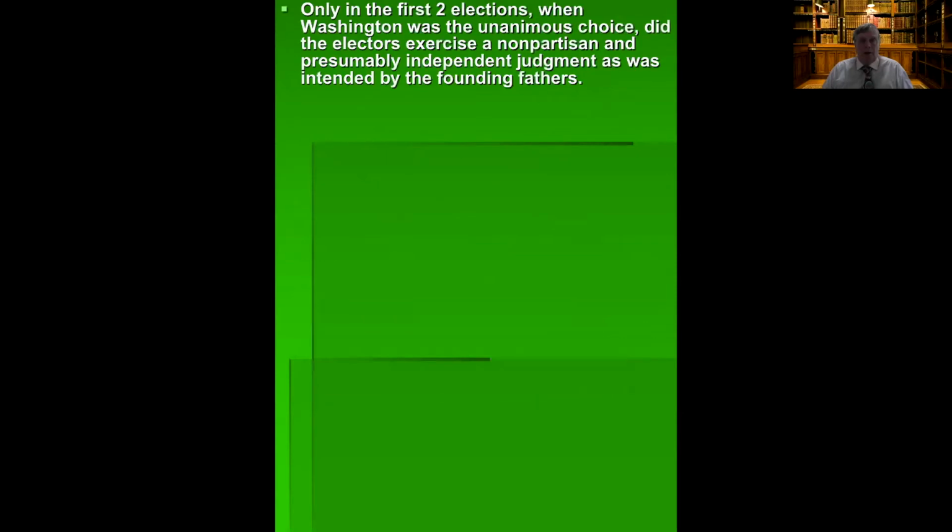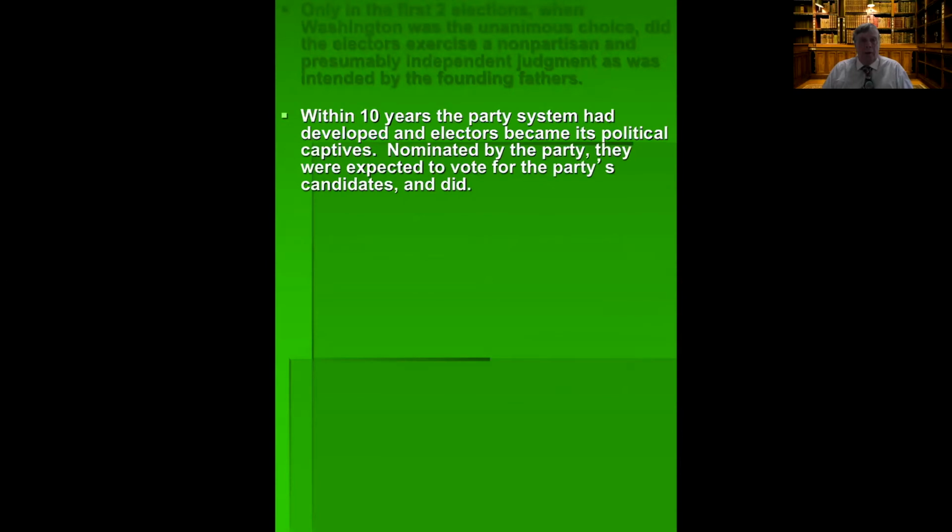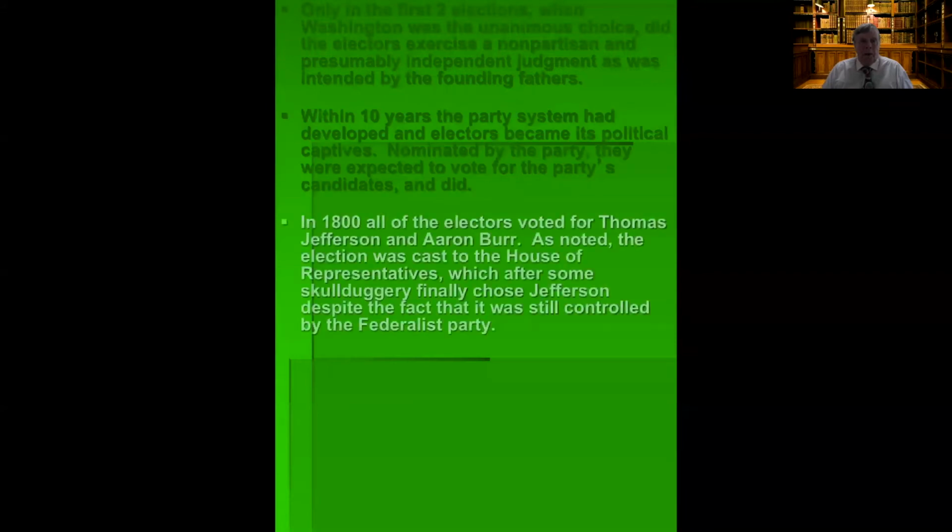Only in the first 2 elections, when Washington was a unanimous choice, did the electors exercise a nonpartisan and presumably independent judgment as was intended by the Founding Fathers. Within 10 years, the party system had developed and electors became its political captives. Nominated by the party, they were expected to vote for the party's candidates, and they did. In 1800, all of the electors voted for Thomas Jefferson and Aaron Burr. As noted, the election was cast to the House of Representatives, which, after some skullduggery, as we noted, finally chose Jefferson, despite the fact that it was still controlled by the Federalist Party.